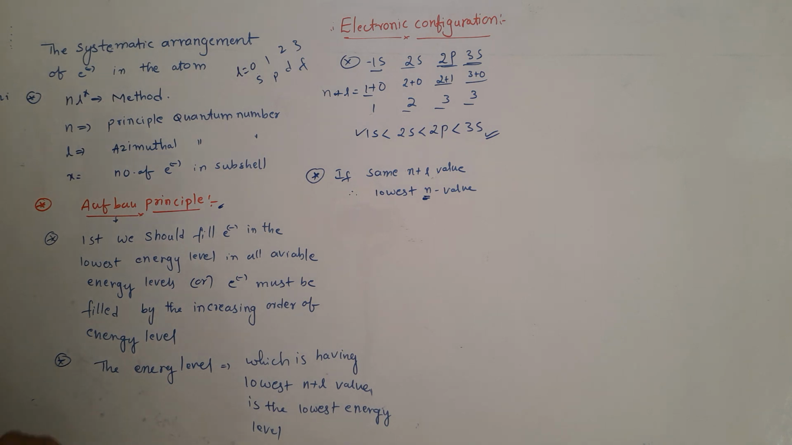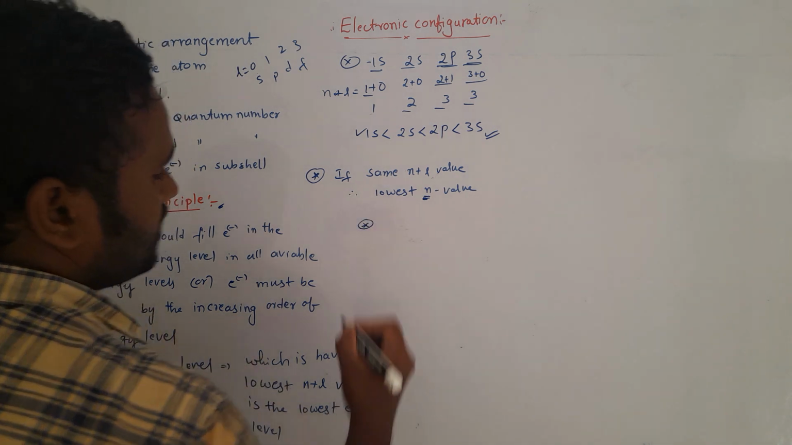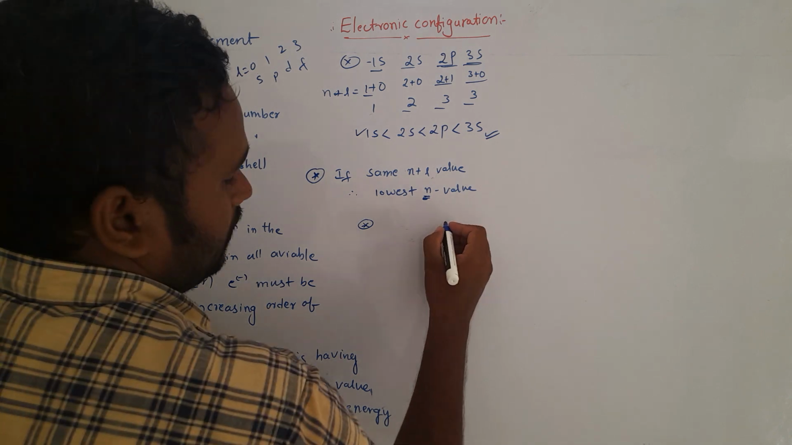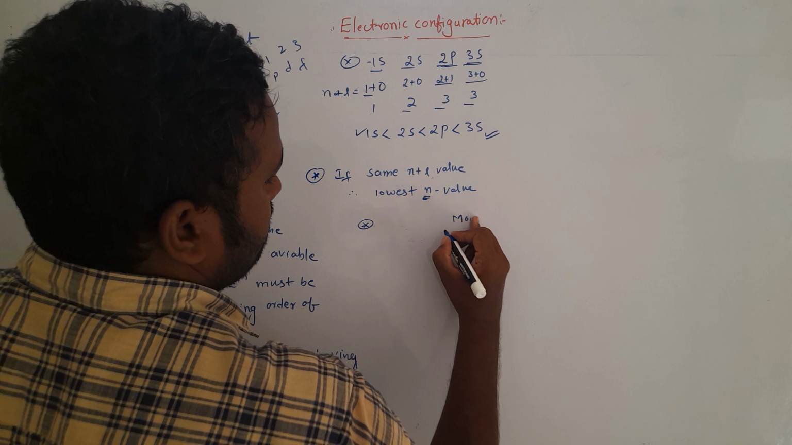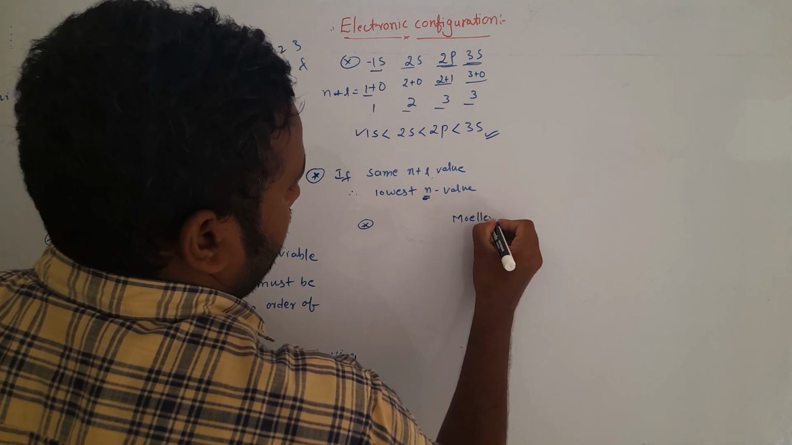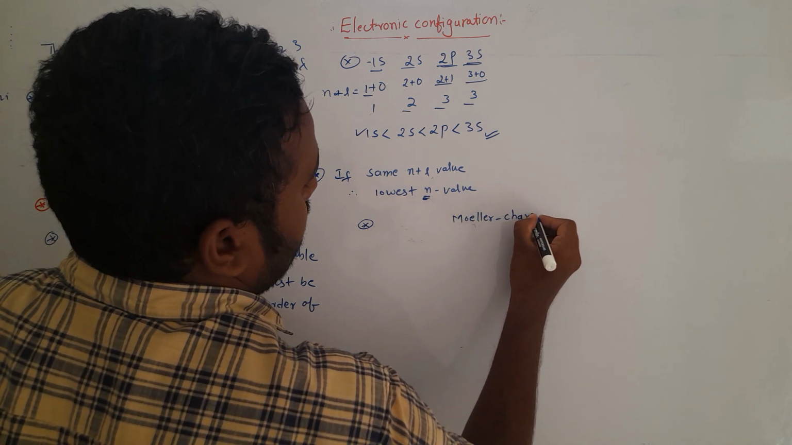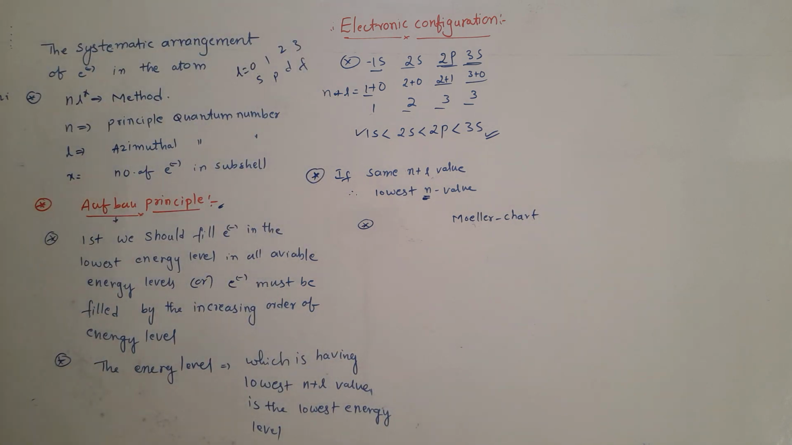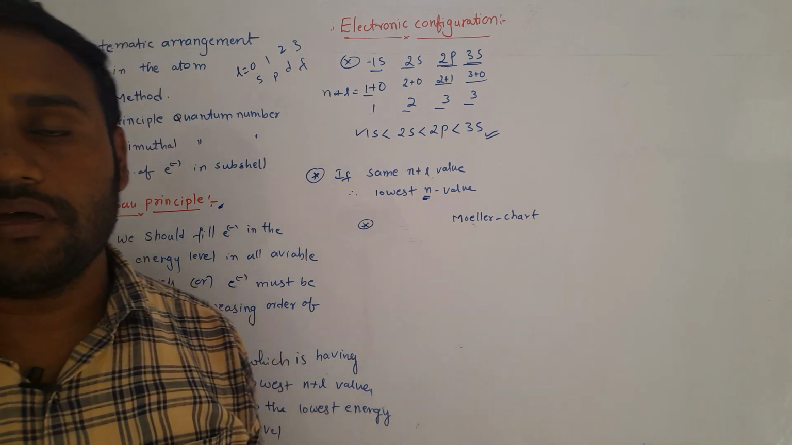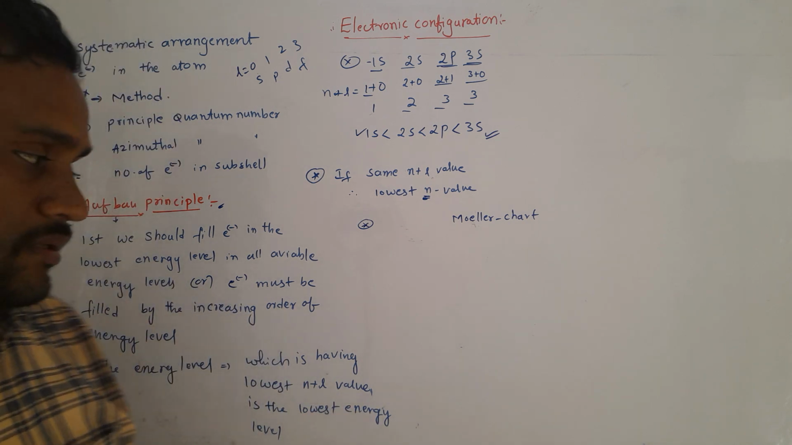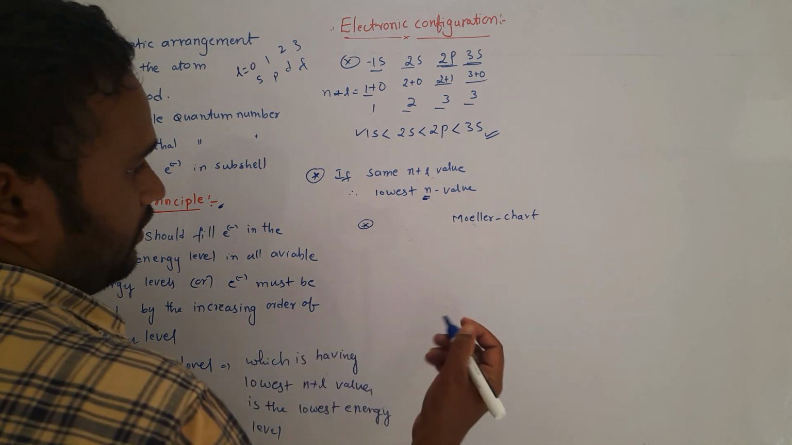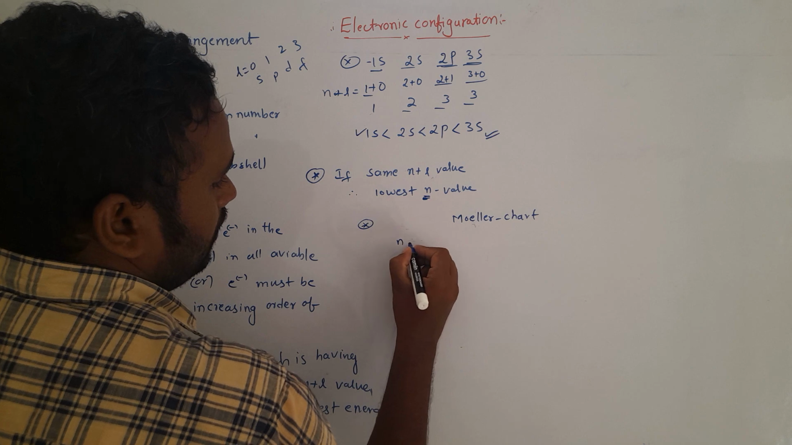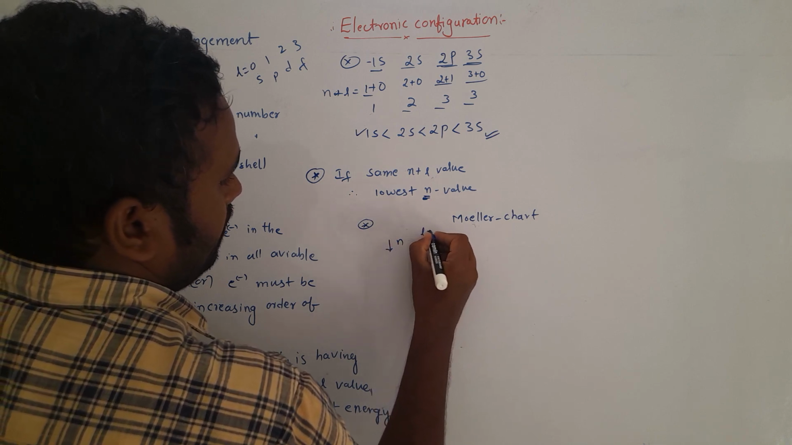So based on this Aufbau rule, we have one chart, that is also called the Moeller chart. By using this Moeller chart, we can arrange the increasing order of the energy of different subshells. We can know the energy of different subshells without any confusion. This Moeller chart contains n values and l values.